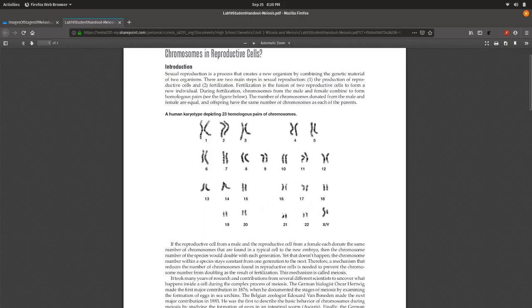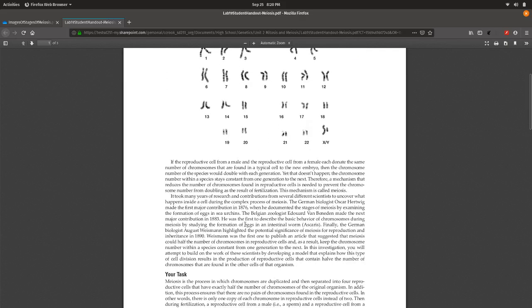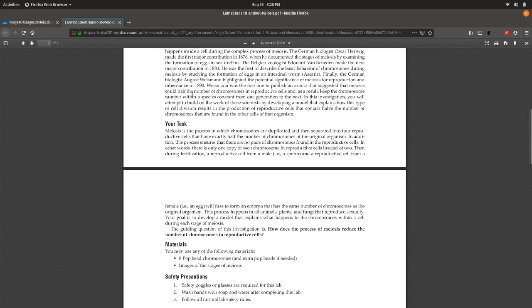And so we're going to model this today. Right here it tells us your task. It says, meiosis is the process in which chromosomes are duplicated and then separated into 4 reproductive cells that have exactly half the number of chromosomes of the original organism. So, haploid. In addition, the process ensures that there are no pairs of chromosomes found in the reproductive cells. In other words, there is only 1 copy of each chromosome in reproductive cells instead of 2.